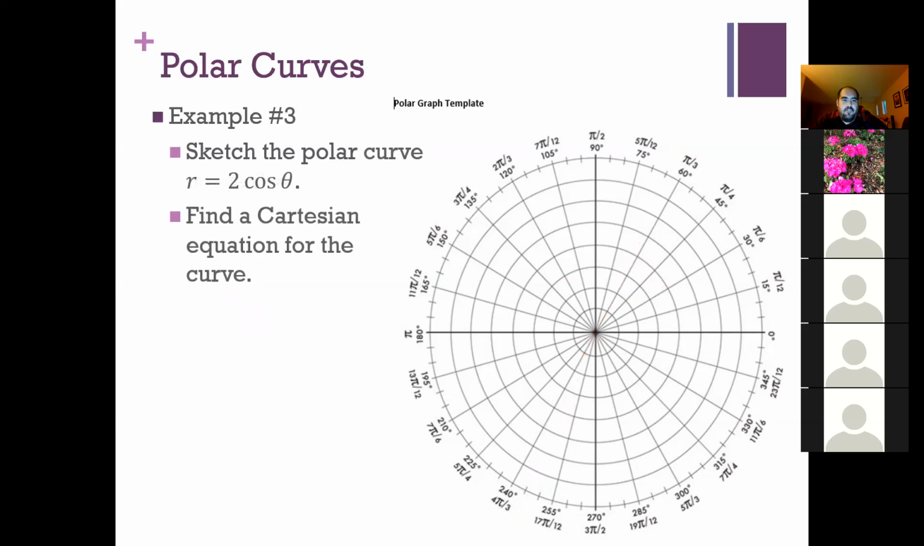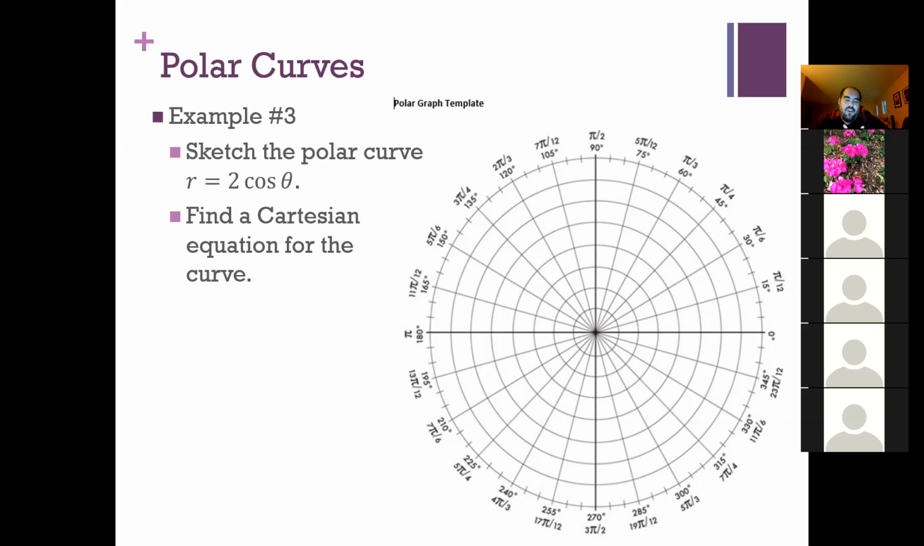All right, so let's get a little more involved here. I want to sketch this polar curve r equals 2 cosine theta. And then I want to come up with a Cartesian equation for that curve. So let's do the graph first.